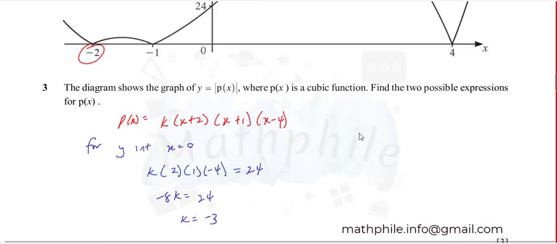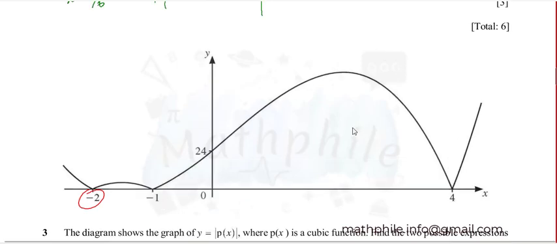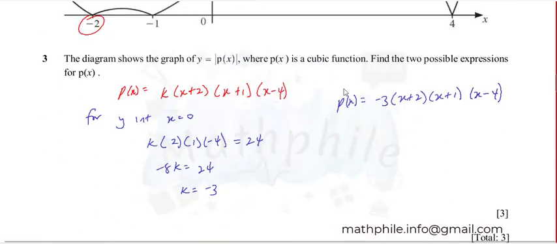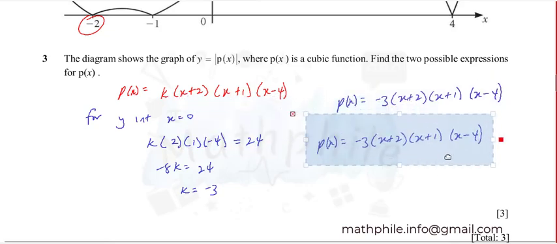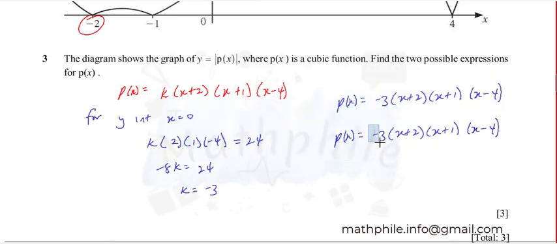So we can say that one of the functions will be p of x is equal to negative 3 times x plus 2, x plus 1, and x minus 4. But because this is a modulus cubic graph, the answer can be either on the positive side or the negative side. So the other answer is going to be the positive form of this. Instead of negative 3, there's positive 3. You can use this one as a guide.